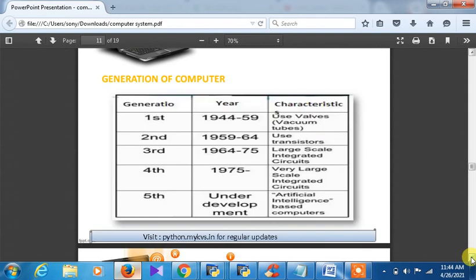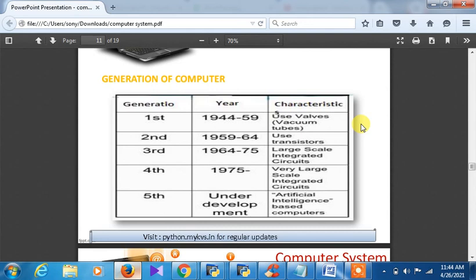So finally, this is the generation of computers. Here you can view the principal devices that have been used in the different generations of computers. The first generation, 1944-59, used the vacuum tube. That was the slowest mode of processing at that point of time. In the second generation, we had transistors, because the size of the computer was further reduced by the use of the transistor.